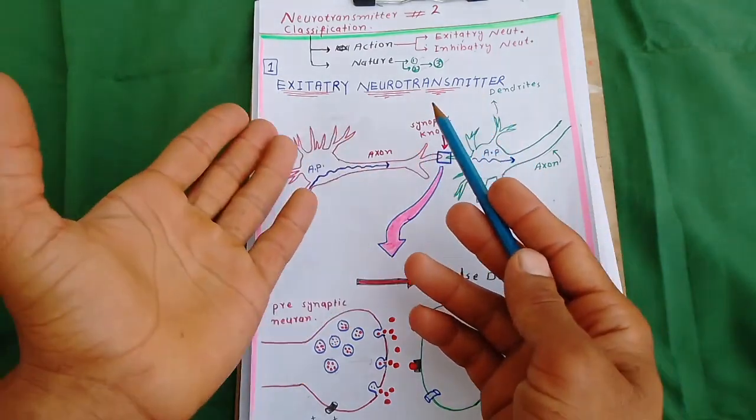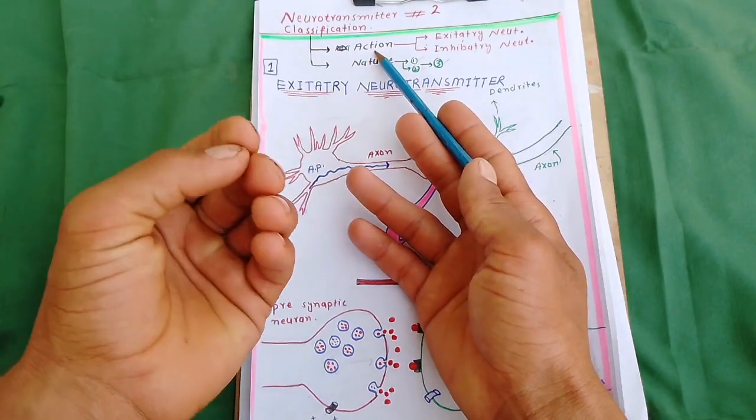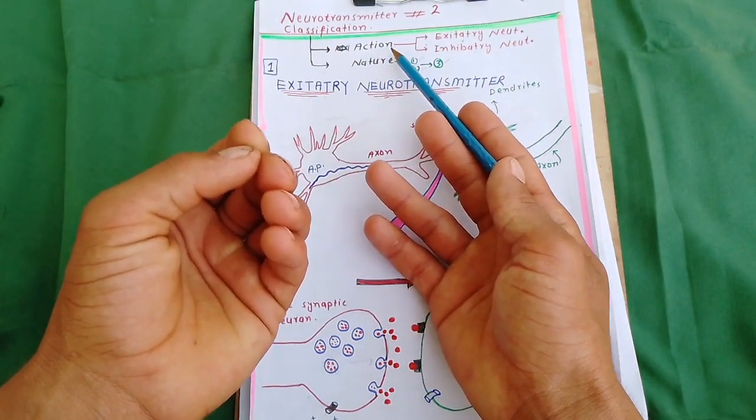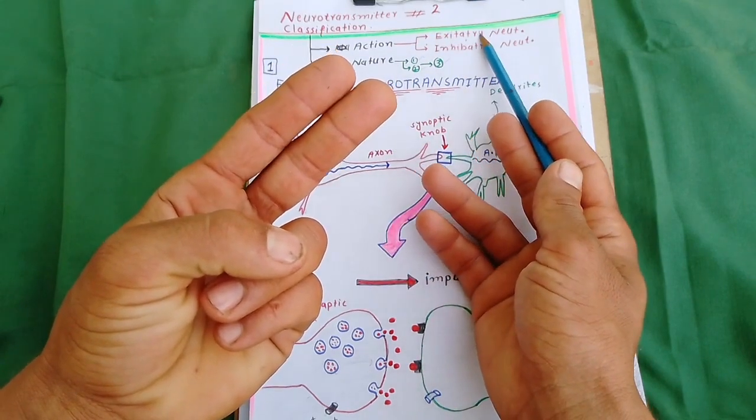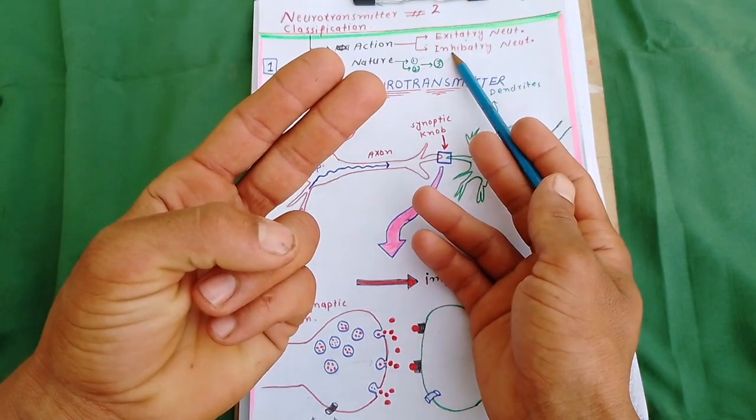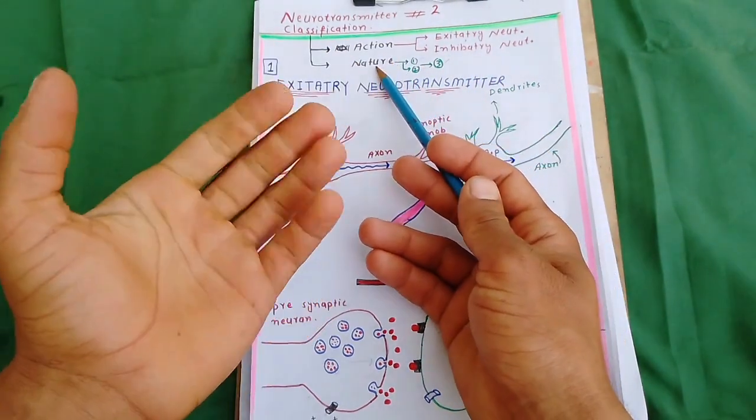Neurotransmitters are mainly classified into two branches on the basis of action and nature. What is meant by the action? Action means what the neurotransmitter is doing. There are two types of neurotransmitter. One is excitatory neurotransmitter and another is inhibitory neurotransmitter. One causes excitation and the other causes inhibition. Okay, so this is on the basis of nature.